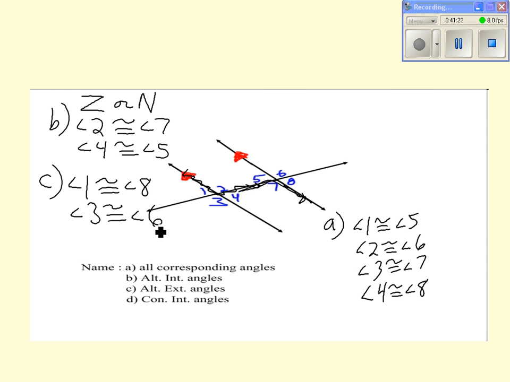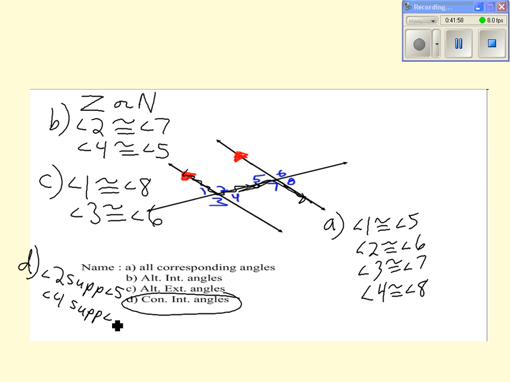And letter D. Again, I put this one last because it's different than all the rest of them. This time, when we're dealing with consecutive interior angles, instead of being congruent to each other, what are they going to be to each other? Supplementary. They add up to 180. So when I write this, give me a pair of consecutive interior angles. So angle 2 is supplementary to angle 5. And angle 4 is supplementary to angle 7.